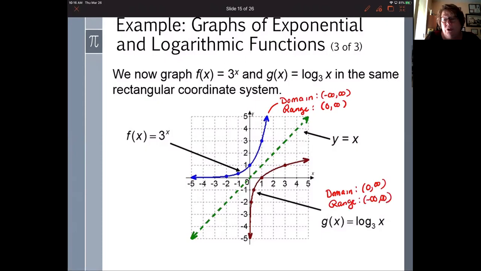So what this tells you is you cannot take the logarithm of a negative number. You cannot take the logarithm of 0. The domain of the logarithmic function is the set of positive numbers. So you're only able to take the logarithm of a positive number.